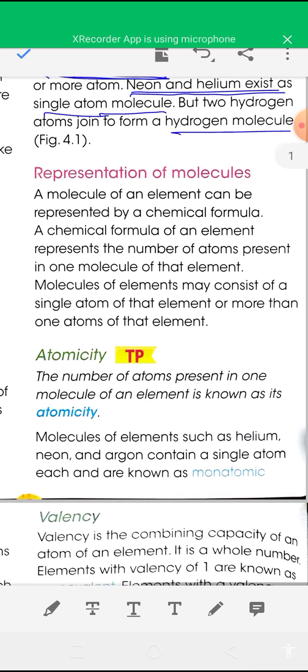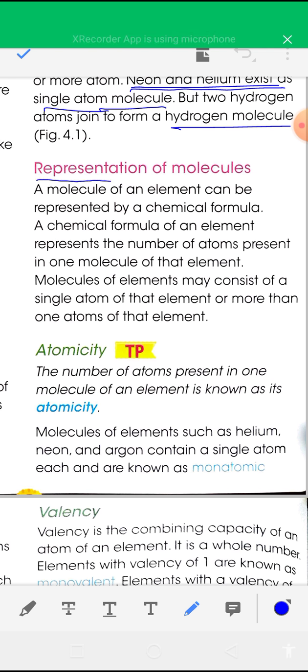Now see the representation of a molecule. How to represent a molecule? A molecule of an element can be represented by a chemical formula. A chemical formula of an element represents the number of atoms present in one molecule of that element. Molecules of elements may consist of a single atom of that element or more than one atom.